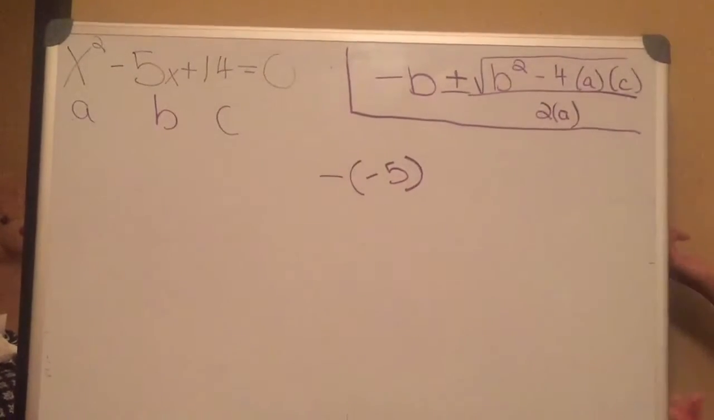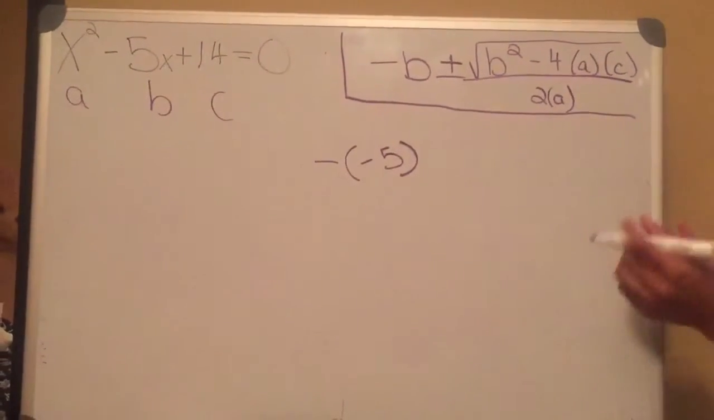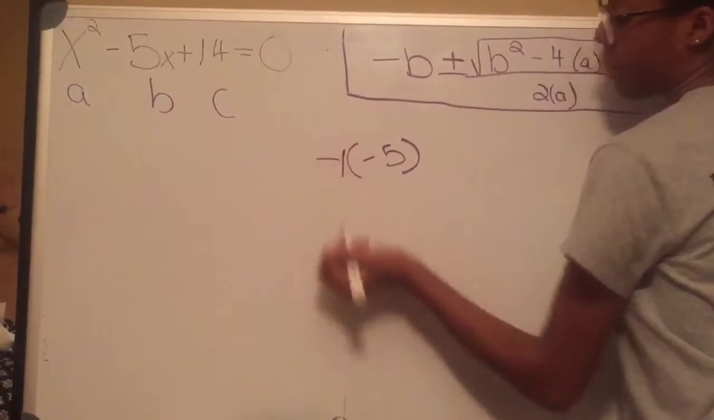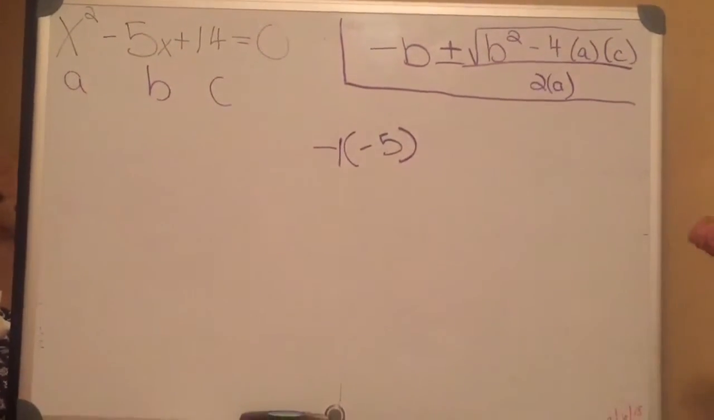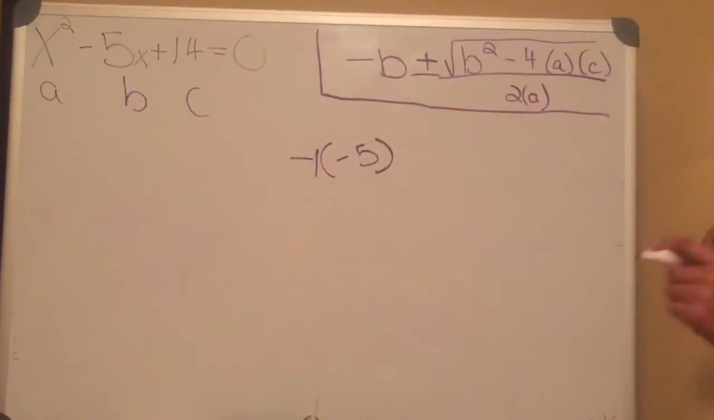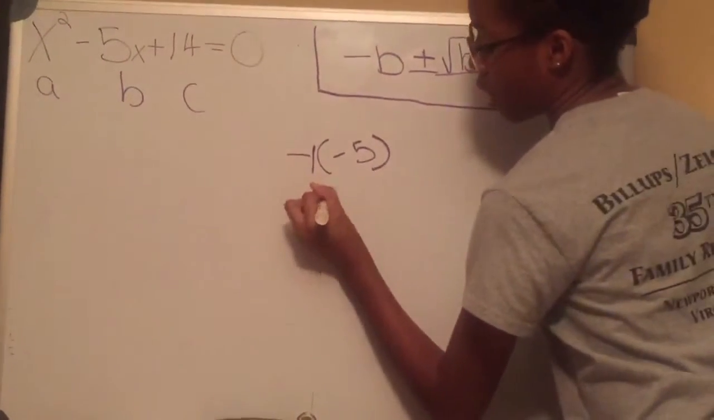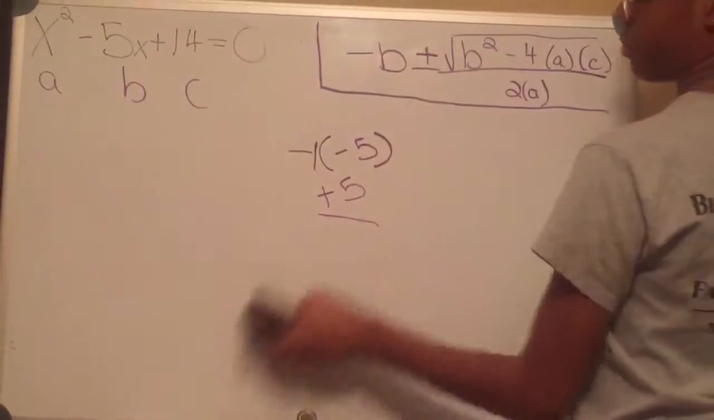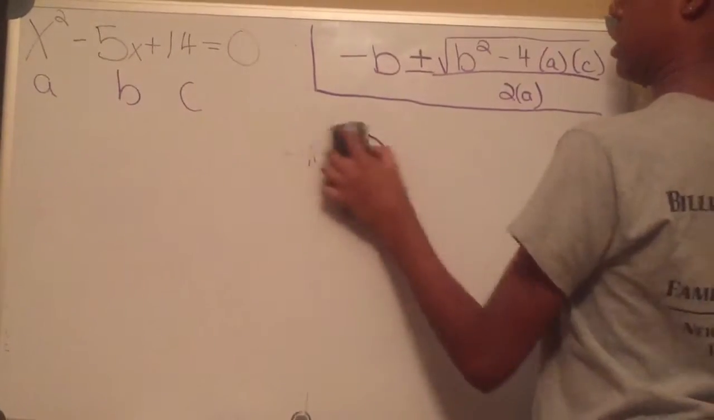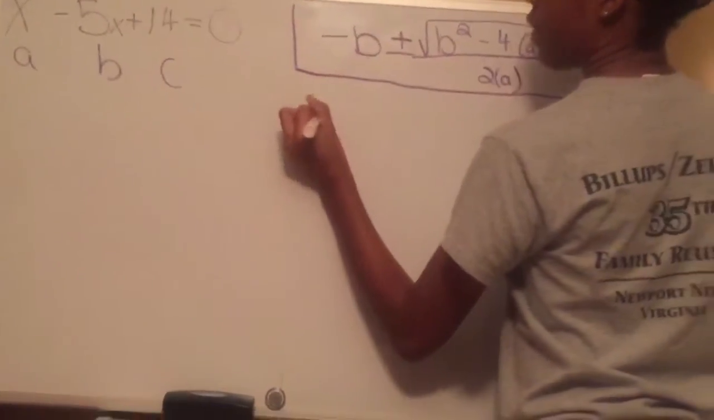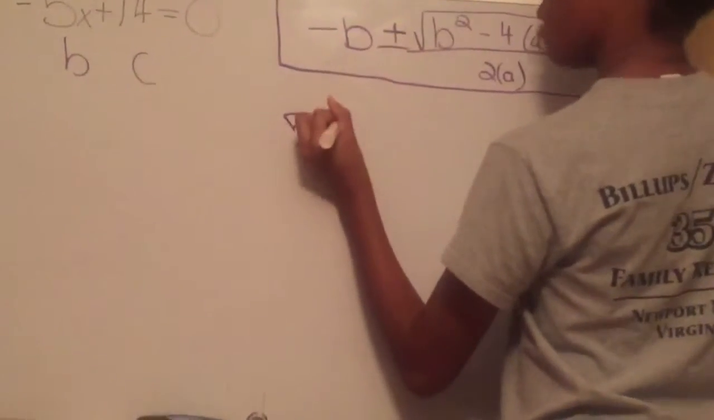We've run into a problem because we have two negatives. When you have two negatives, you have to treat the outer negative as if there is a 1. So when you multiply negative 1 times negative 5, you get a positive 5. So we have to rewrite this as a positive 5. So we have positive 5 plus or minus.